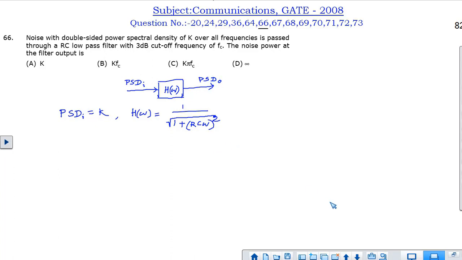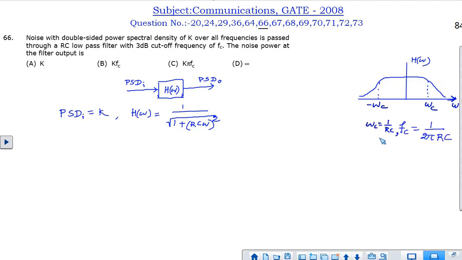Now if we plot the magnitude response of the filter as a function of omega, it will look like this, because it is a low pass filter. It will have cutoff frequency omega c, that is the 3 dB cutoff frequency. That is, when the passband gain is lower by 3 dB, we have the cutoff frequency omega c, and omega c is given to be 1 by RC. As omega c equal to 2 pi fc, you can write the cutoff frequency fc to be equal to 1 by 2 pi RC.